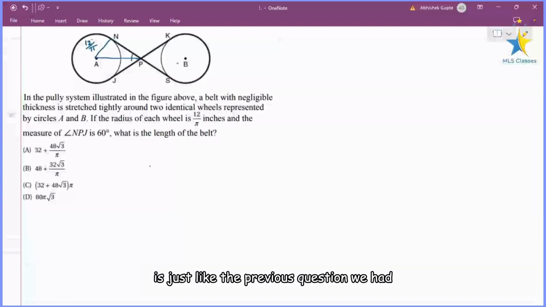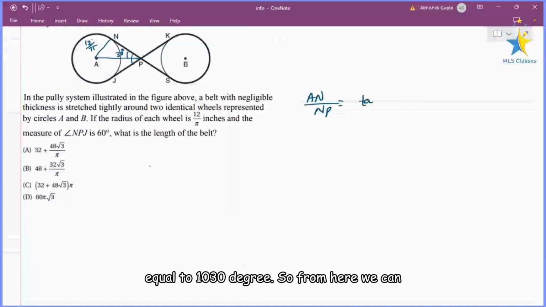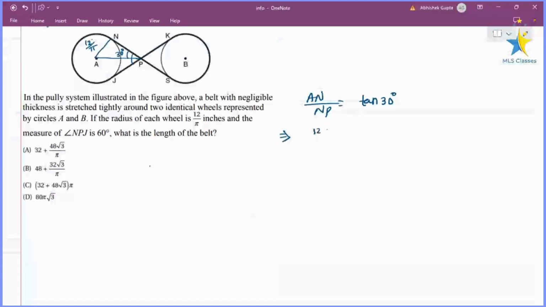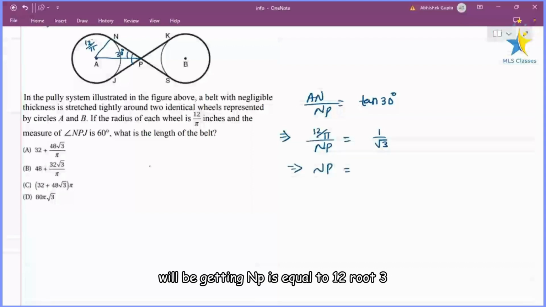It's just like one of the questions we had done previously. So if this is 60 degrees, that means this will be 30 degrees. And we need to find this NP. So here this is opposite and we need to find adjacent. So we can say AN over NP will be equal to tan 30 degrees. From here AN is 12 over pi divided by NP is equal to tan 30 degrees, which is 1 over root 3. So from here we will get NP is equal to 12 root 3 over pi.